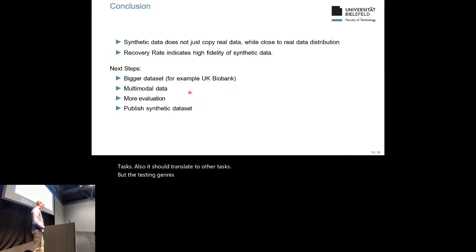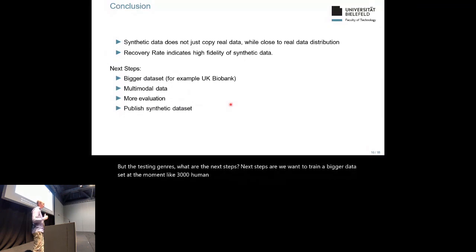What are the next steps? We want to train on a bigger data set. At the moment, we have 12,000 human samples, which is already quite a lot for genotype data. But UK Biobank had 500,000, so this would be nice. And we're working on that.